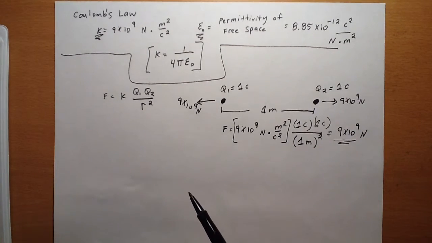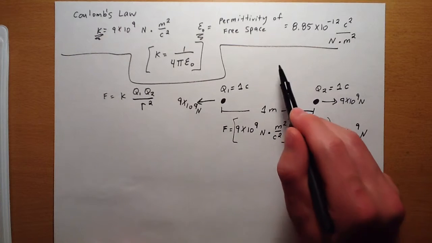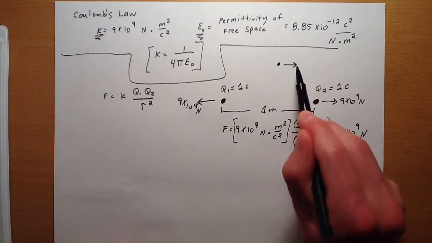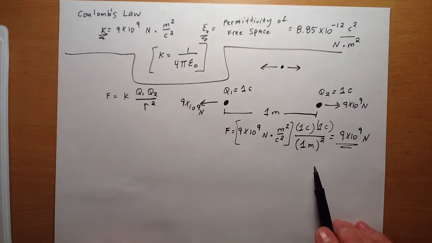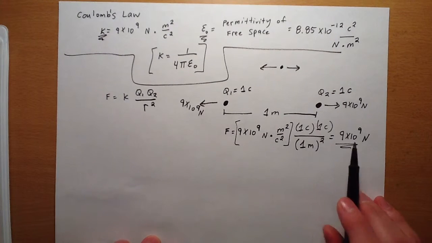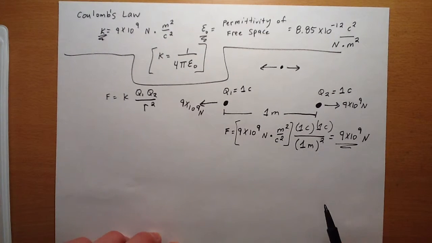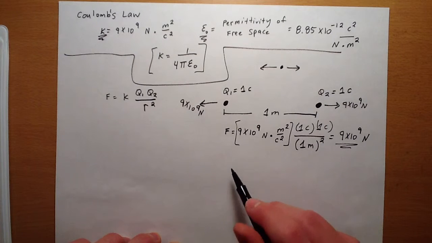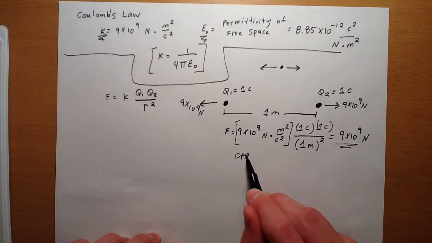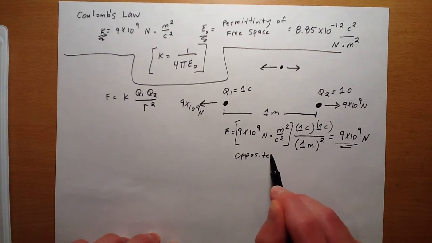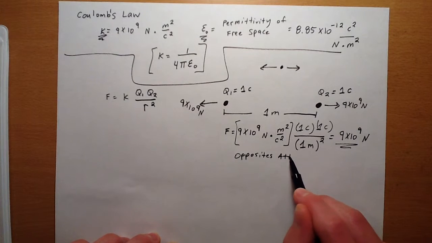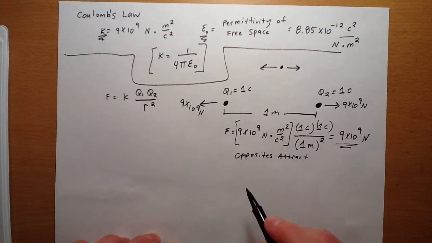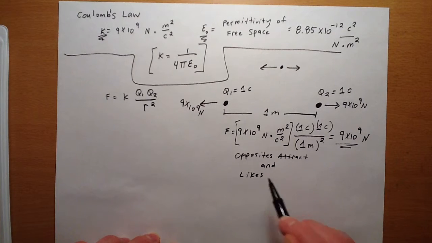The one difficult thing that you're going to have to figure out is how to tell which way the arrow is pointing. You have to ask yourself, is the arrow pointing this way or this way? And this is how you tell. I mentioned in the previous video that opposites attract and likes repel.